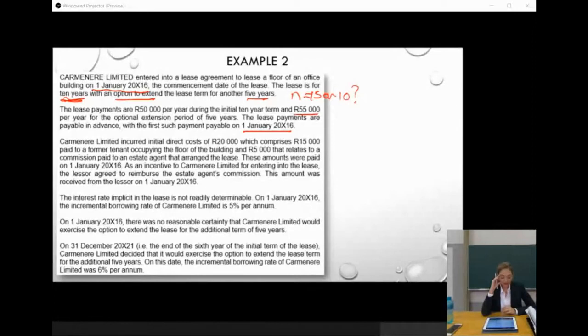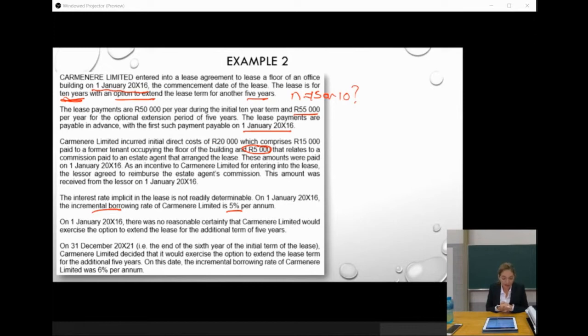These amounts were paid on the 1st of January, and as an incentive to Carbonier Limited for entering into the lease, the lessor agreed to reimburse the estate agent's commission, which was the 5,000. It was received also on the 1st of January 2016. The interest rate implicit in the lease is not readily determinable, therefore we're using the incremental borrowing rate of 5%. And again, this will be the before tax interest rate.